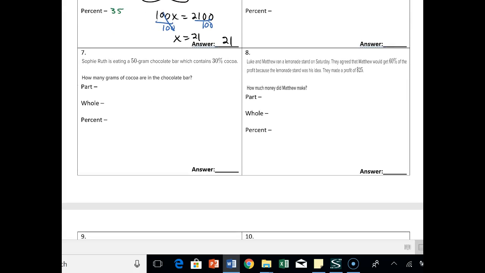All right, let's take a look at this problem. It says Sophie Ruth is eating a 50-gram chocolate bar which contains 30% cocoa. How many grams of cocoa are in the chocolate bar? So the 50-gram chocolate bar, that's the whole, right? That's the entire chocolate bar. It weighs 50 grams. We know that 30% of it is cocoa. That's our percent. We're just missing our part. So x over 50.